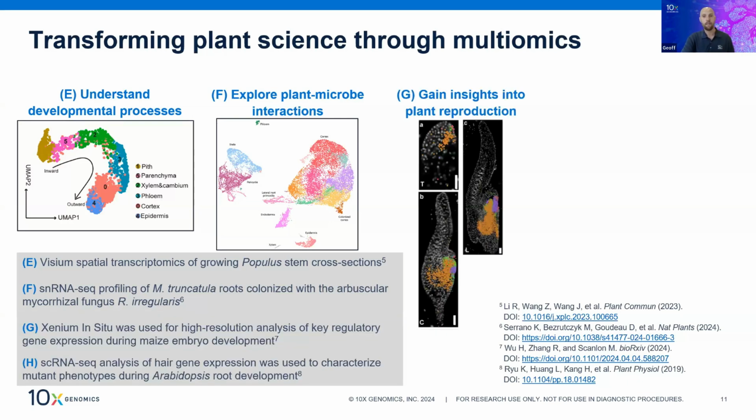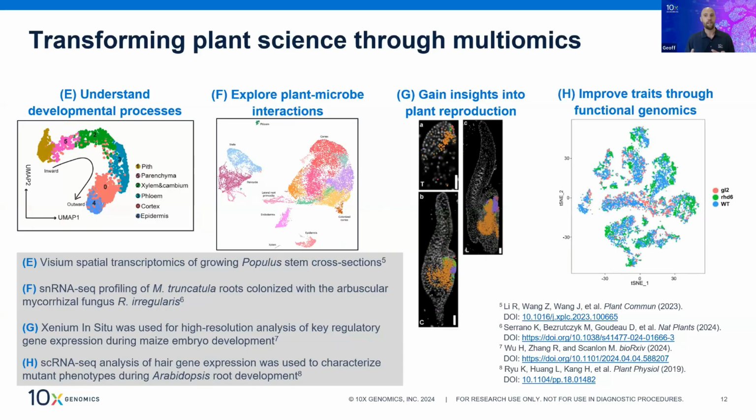Gaining insights into plant reproduction, spatial and single cell transcriptomics are particularly useful for studying reproductive organs, flowers and fruits and seeds, and that's because these tissues often contain highly specialized cells. And understanding the gene expression patterns in individual cells during key events like pollen development and fertilization and seed formation can provide insights into plant breeding and crop improvement strategies.